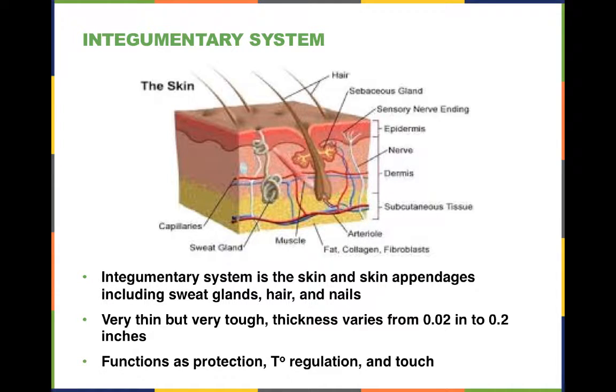As we said last week, the skin functions to protect us against infection, to keep fluid in and keep other fluids out, to regulate temperature, and also as part of the sensory perception of touch.